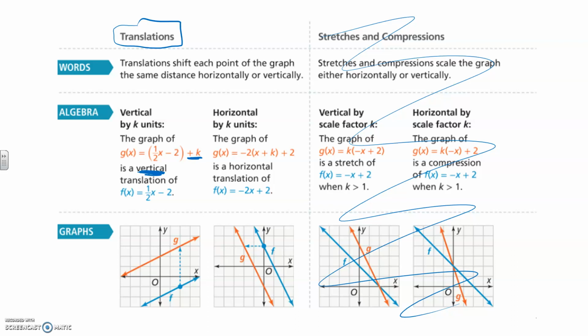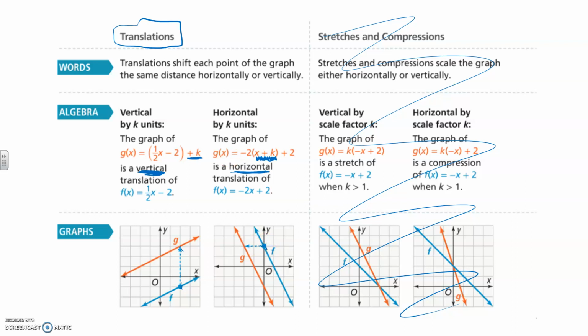A horizontal shift by k units is, again, if we have that x plus something inside parentheses, so x plus k, that's going to be a horizontal translation. But again, it goes the opposite of what you would think. So when we had an x plus 5 there, it actually shifts to the left 5. And then finally, you can see the graphs. When we talk about a vertical translation, we're talking about one point being shifted up or down. And if we're talking about horizontal translation, we're taking one point and shifting it left or right.